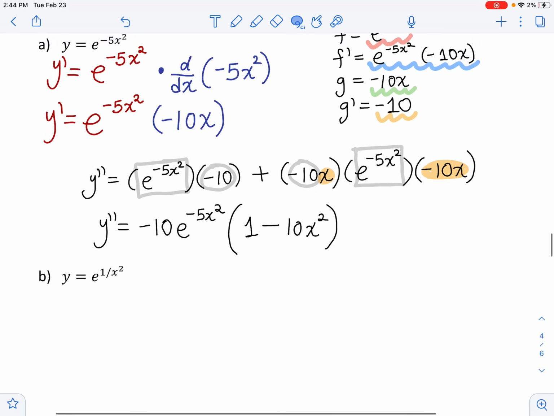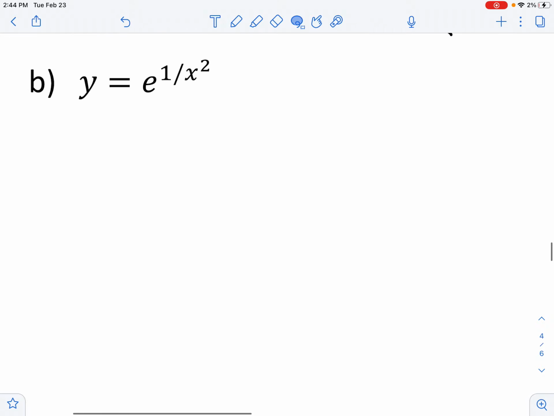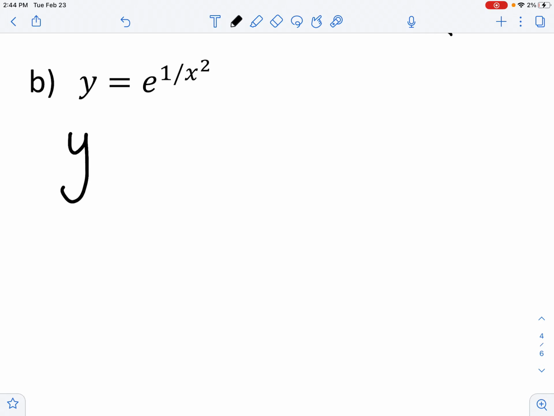All right, let's go over the second derivative example. So here we have y equals, it's an ugly looking function. It says y equals e raised to the 1 over x squared power. But you know what, I'm going to go ahead and change this. Instead of 1 over x squared, I can change this to x to the negative second power, right? I think that's a little better.